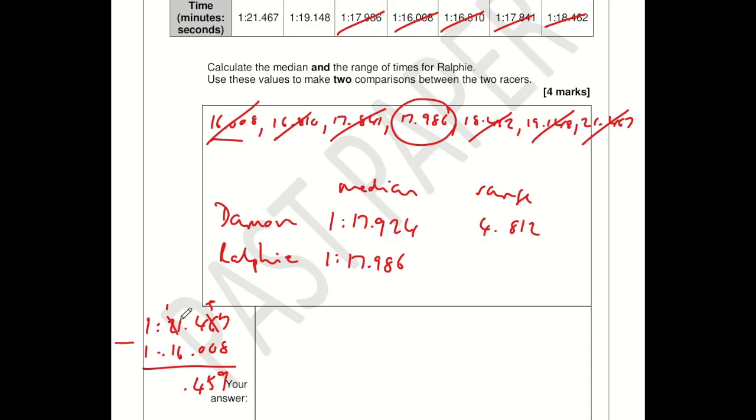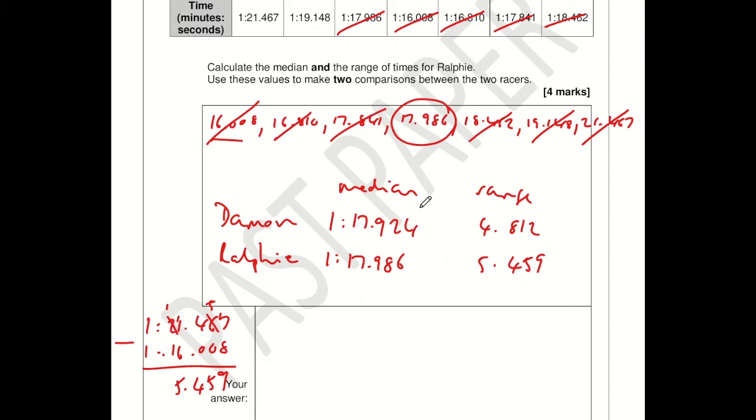Okay, 2 becomes 1, 11. That 1 becomes an 11. 11 take away 6 becomes what's 11 take away 6? Struggling with that, is 5. Okay, so the range is 5.459 seconds. Okay, so comparing the medians.